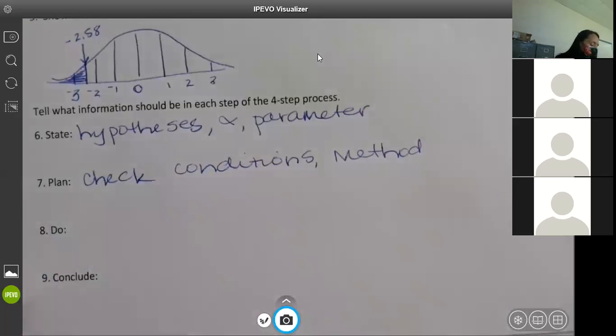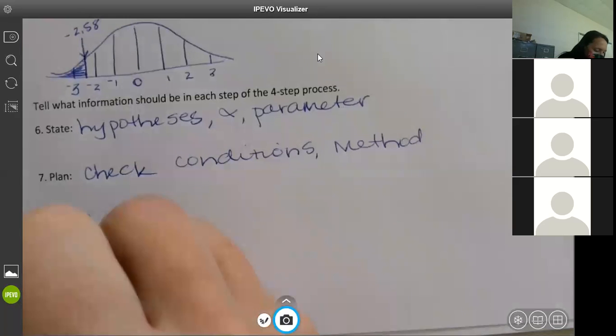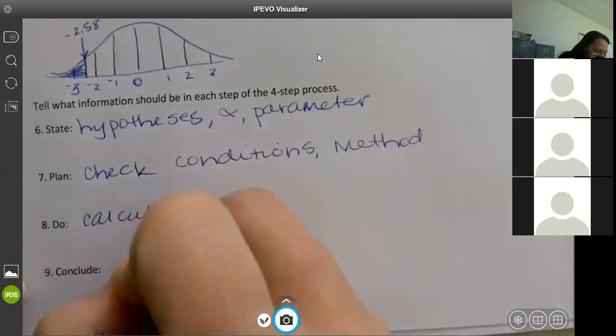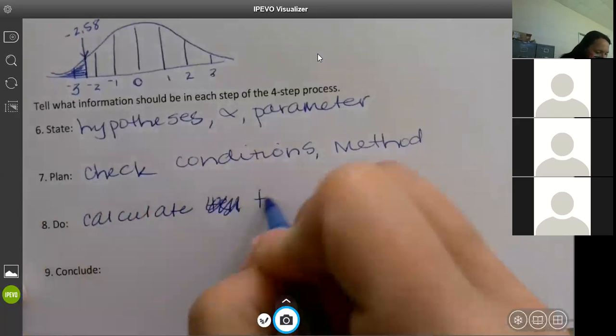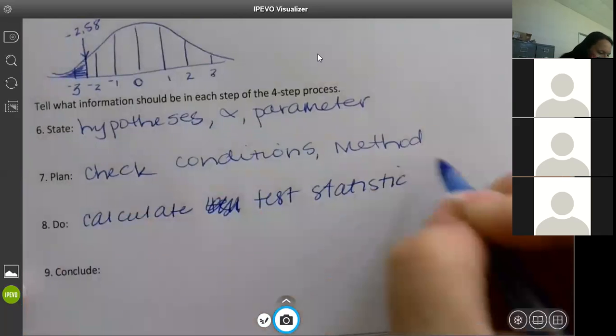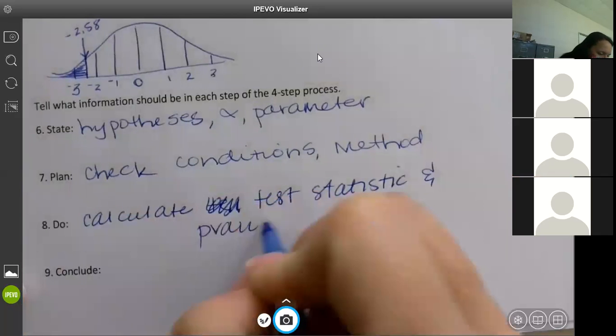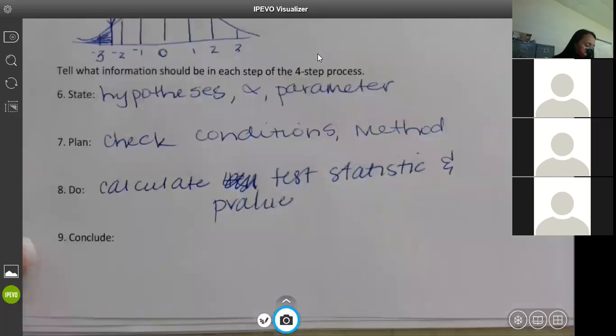You're welcome. What about in the do part? What are we doing? You find your test statistic. What else? And your p-value. Good. Test statistic and p-value. And of course, your p-value comes after your test statistic because you need that to find your p-value. And then conclude.